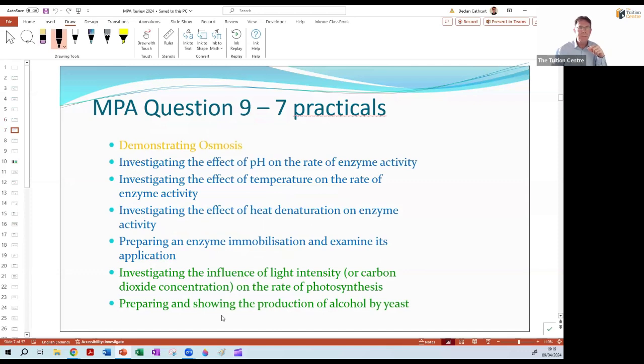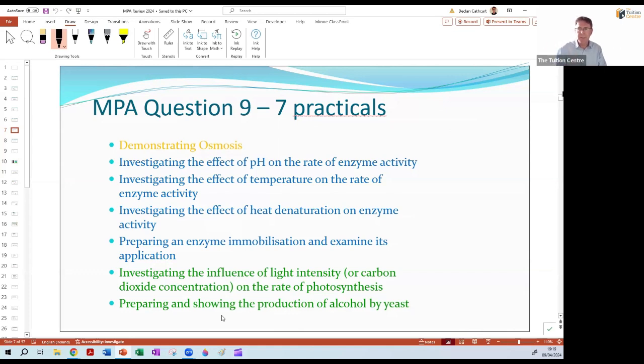This is the second list. Demonstrating osmosis, that's Visking tubing, unless you did potato discs, I don't know, maybe you did. So Visking tubing, we'll go through in a second. Look at those 4 blue ones. Why are they all blue? They're all blue because they're all enzyme experiments. You'd be mad not to go into the exam knowing your enzyme experiments inside out.